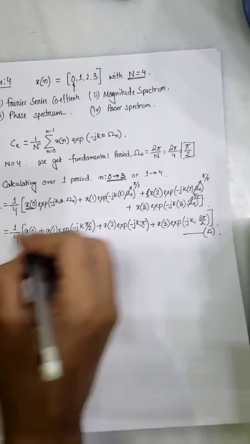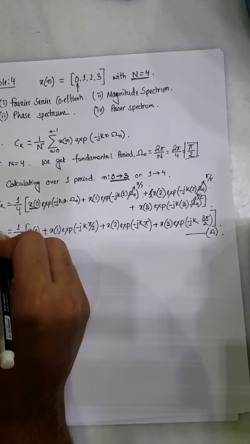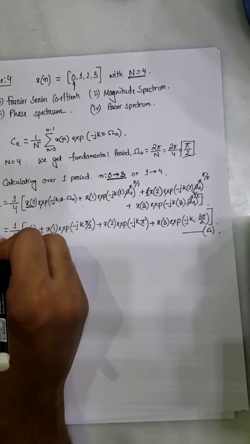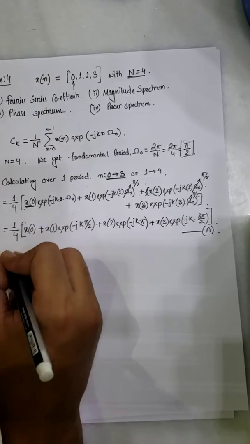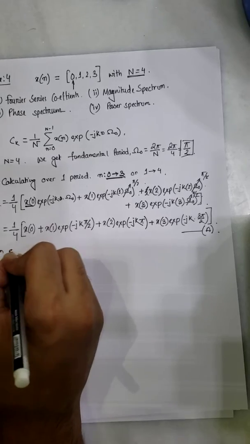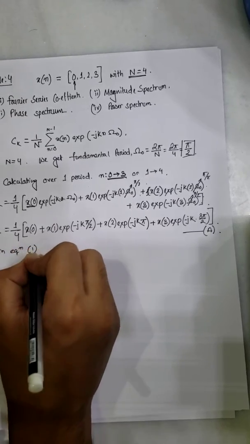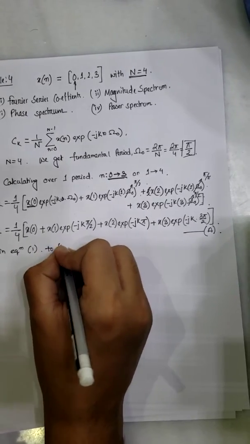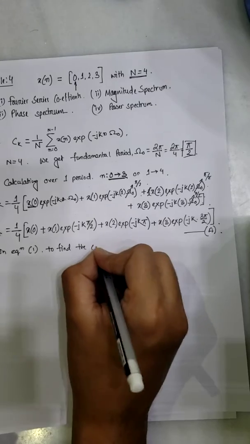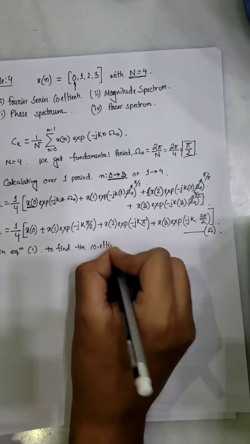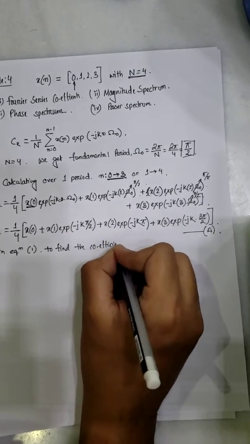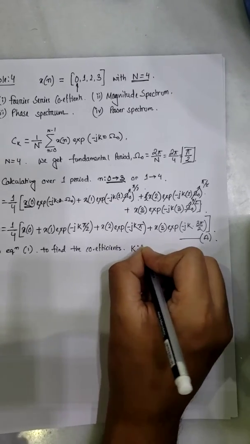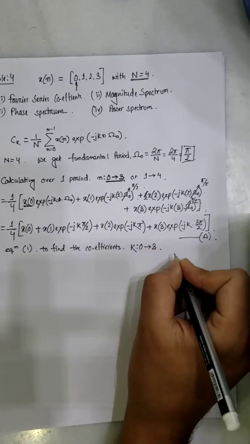Now to determine the various values of c, we have to calculate over the values of k. So in equation 1, to find the coefficients, we vary k from 0 to 3.